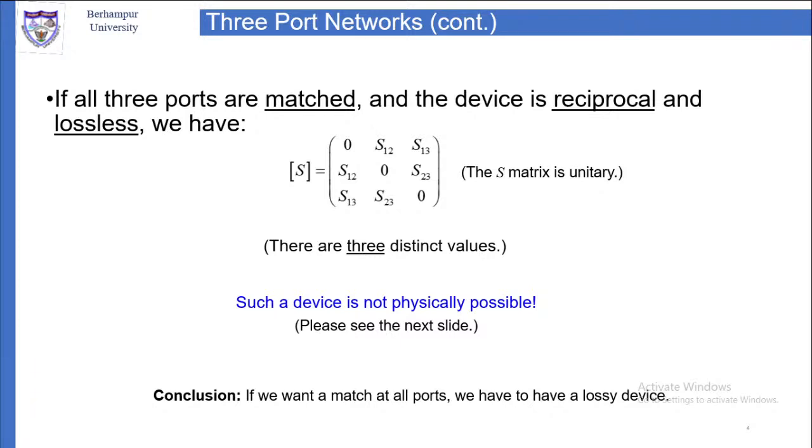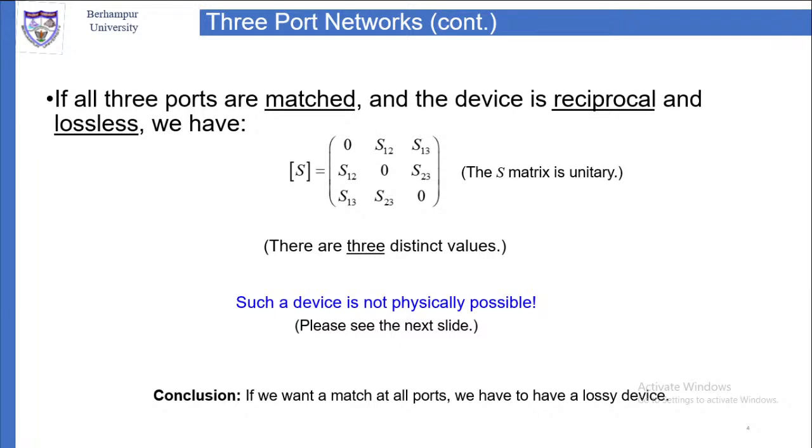Now we have three elements. These three elements are distinct. What are the three elements? S12, S13 and S23. These are the three elements in the S matrix. These three elements are repeated.